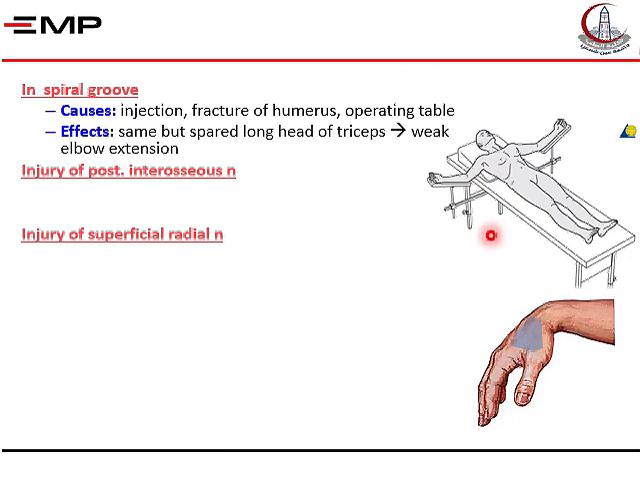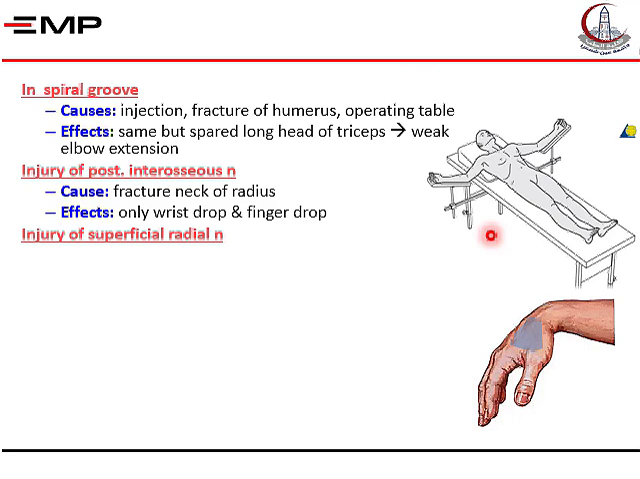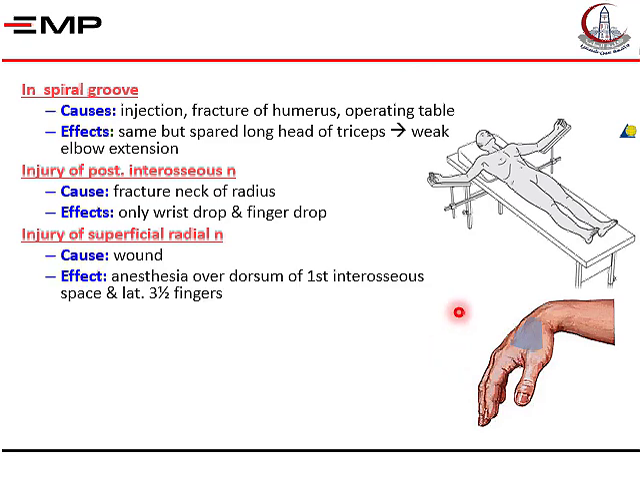In the case of injury of the posterior interosseous nerve, it occurs due to fracture of the neck of the radius, and it leads to motor effect only, wrist drop and finger drop, with no sensory affection. In the injury of the superficial radial nerve, it's usually due to a wrist cut wound. It leads to anesthesia of the first dorsal interdigital cleft, together with the lateral 3½ fingers.